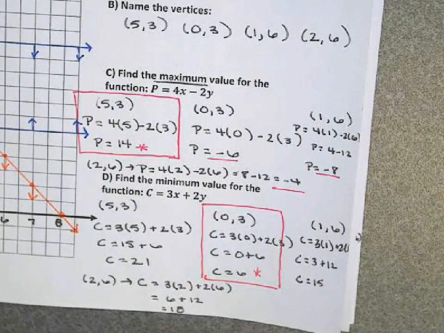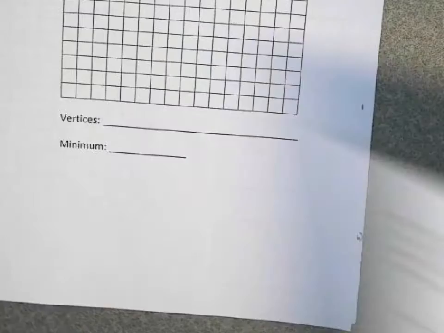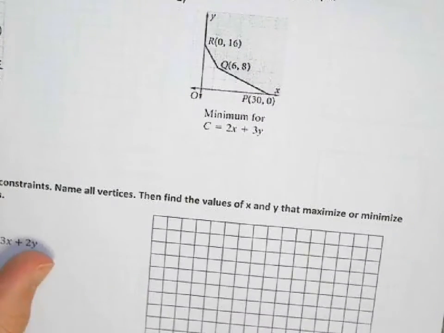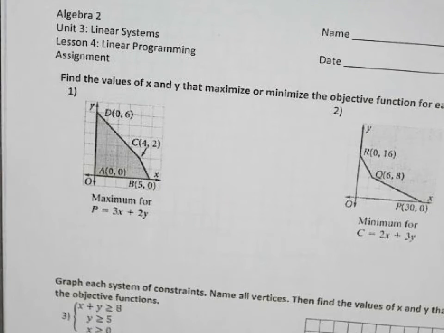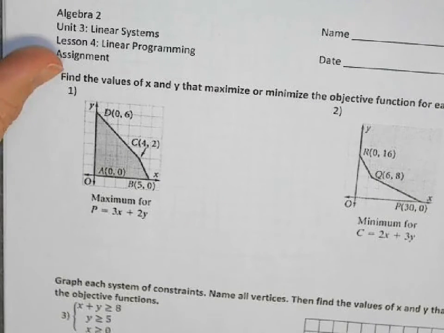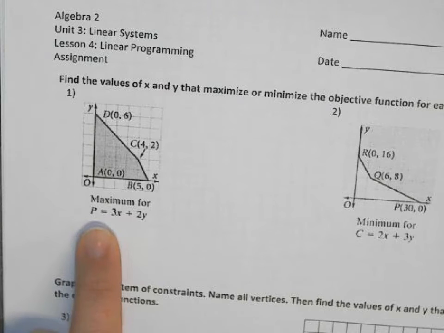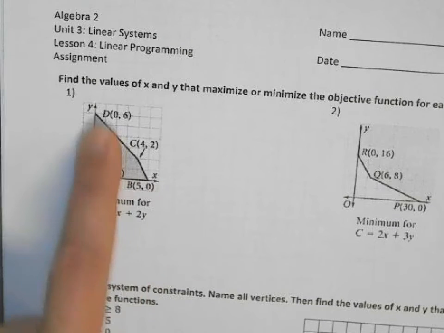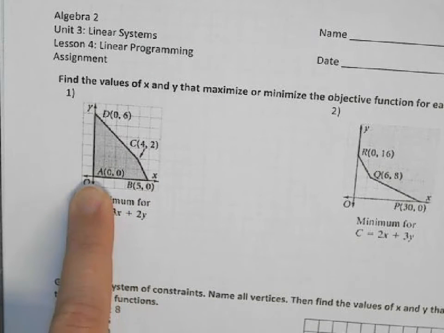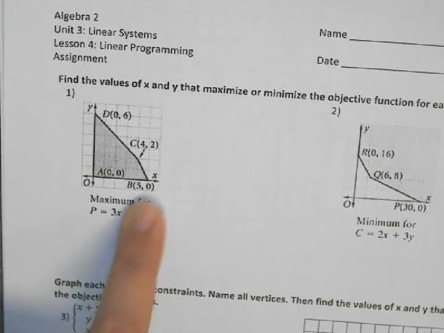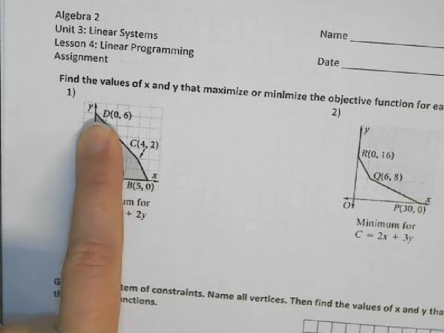Okay. That's all the notes for that section. So if you're looking at the assignment here, for number 1, the first thing it says is find the values of x and y that maximize or minimize the objective function for each function. This one's giving you a profit function, so it wants you to find the maximum. It gave you the vertices already. It showed you what the region looked like, and it gave you a vertex at A, 0, 0, B, 5, 0, C at 4, 2, D at 0, 6.